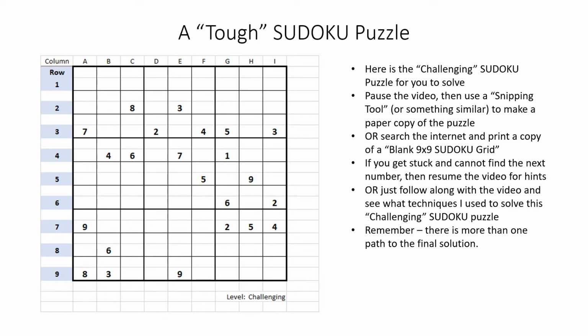Pause the video, then use a snipping tool or something similar to make a paper copy of the puzzle, or search the internet and print a copy of a blank 9x9 Sudoku grid. If you get stuck and cannot find the next number, then resume the video for hints, or just follow along with the video and see what techniques I use to solve this challenging Sudoku puzzle. Remember, there is more than one path to the final solution.